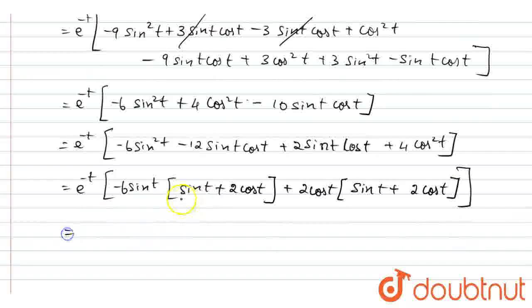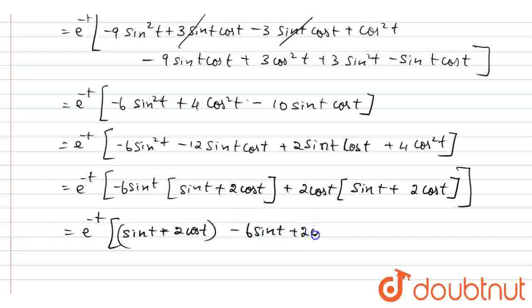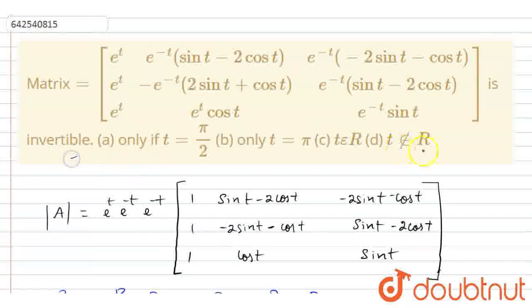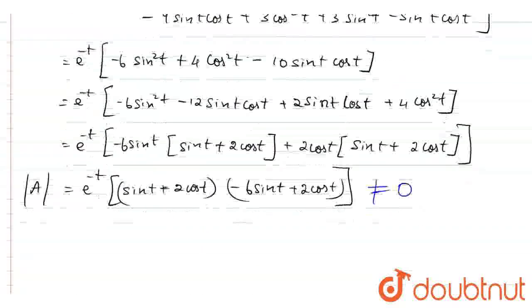Now I am going to simplify this one, so it equals sin t plus 2 cos t into minus 6 sin t plus 2 cos t. Okay students, so this value is the modulus of a value, this matrix value is not equal to 0, because here it is invertible. Okay, so the value is not equal to 0.